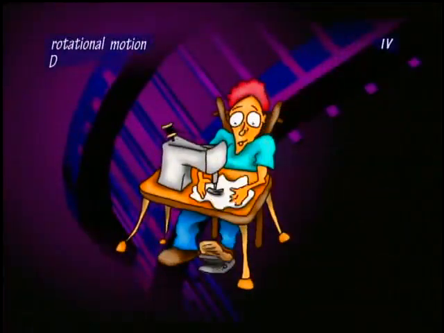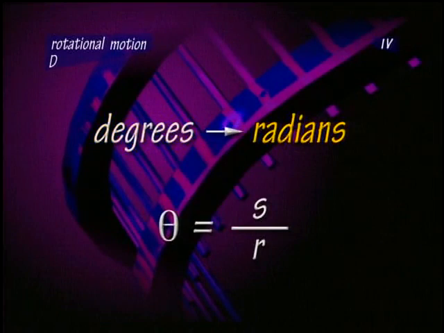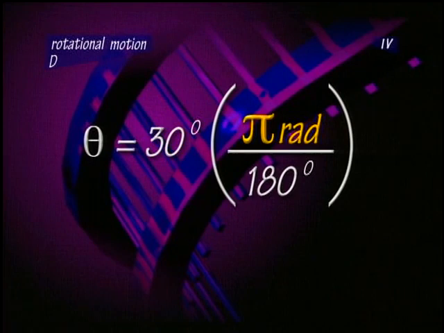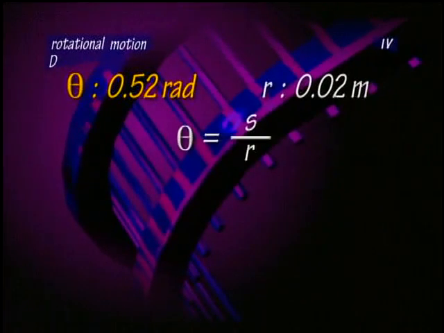right? Wrong. Remember that we can only use radians when using rotational motion equations. So, because we were given theta in degrees, we have to convert degrees into radians in order to use our equation. So we have 30 degrees. Multiply that by pi radians over 180 degrees, and you get that 30 degrees equals 0.52 radians. Now we can plug those numbers into the equation theta equals s over r.